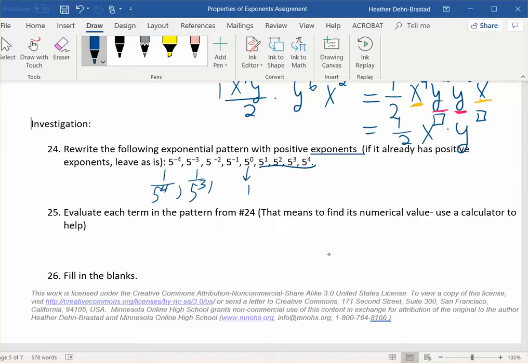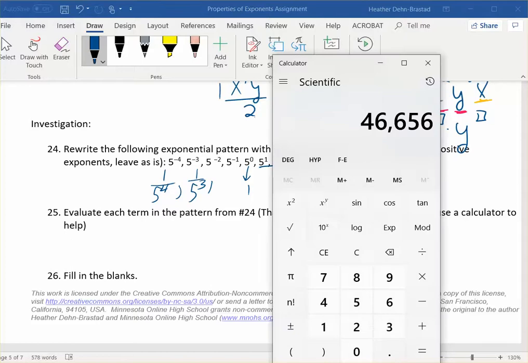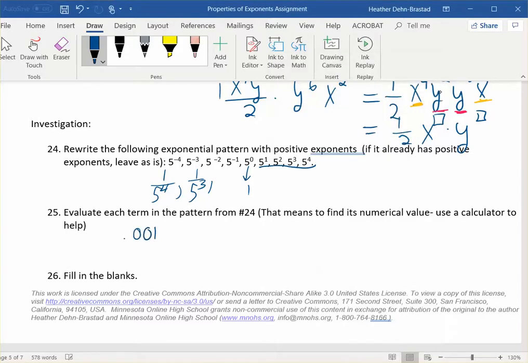Then it says to evaluate each term. That means to find its numerical value, use a calculator to help. So for 1 over 5 to the 4th power, I would do 1 divided by parentheses 5 to the 4th, and then I would close my parentheses. What that does is it tells the calculator to figure out the 5 to the 4th and then to take 1 divided by that number. Now this is quite a small decimal number, 0.0016. And then figure out the rest of these like this.